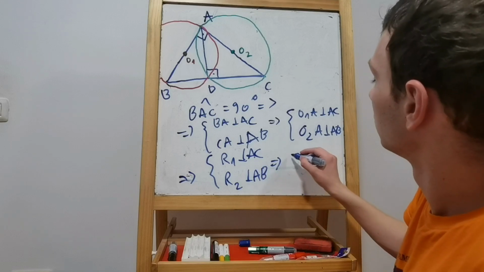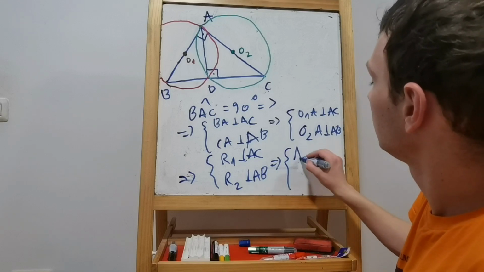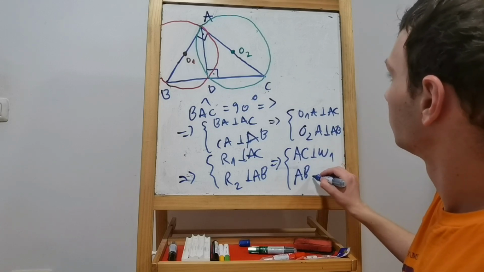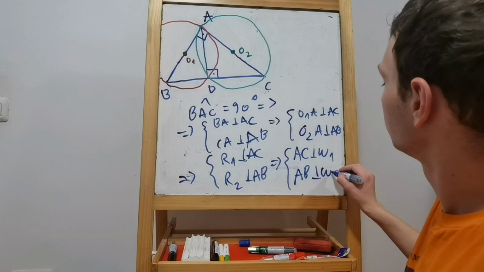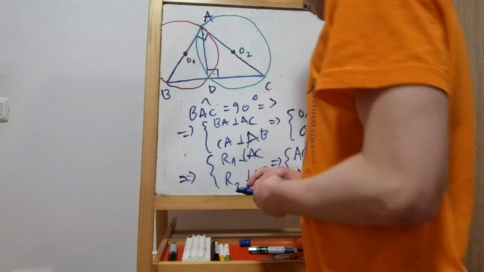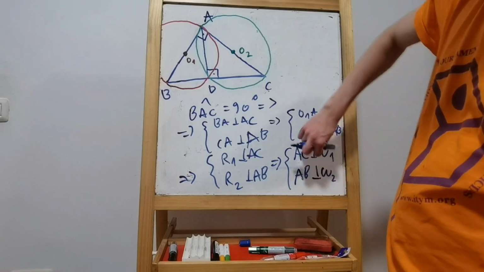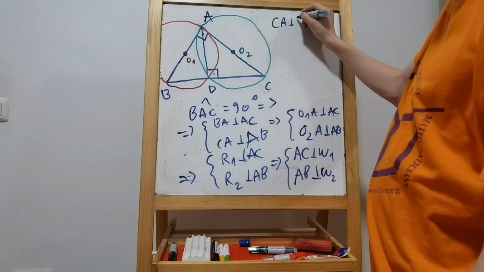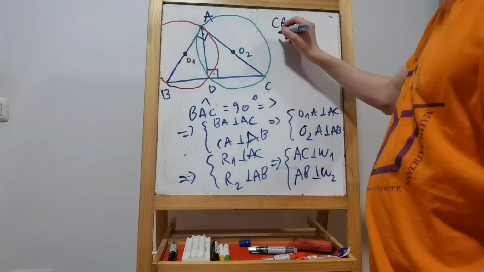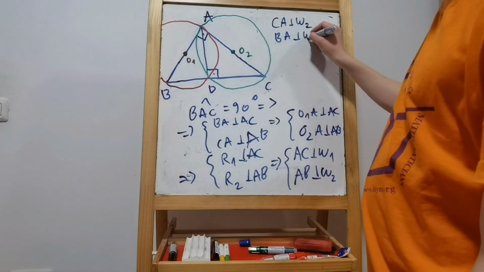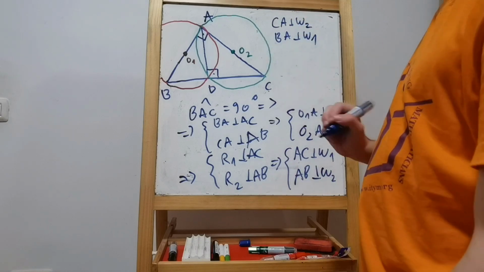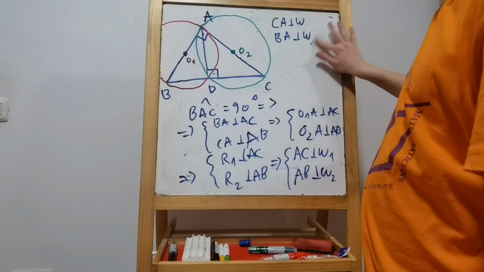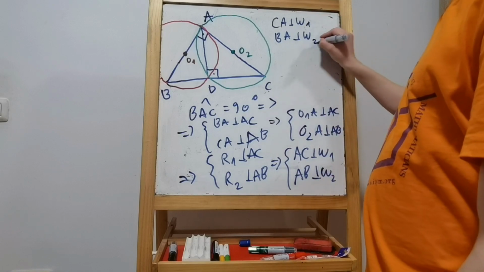That means that AC is perpendicular to the radius of omega 1, and AB is perpendicular to the radius of omega 2. And finally, if we just change this up, we have that CA is tangent to omega 1 and BA is tangent to omega 2. Did I say that right? It's opposite, sorry. Yes, it's opposite. Like this. Alright.